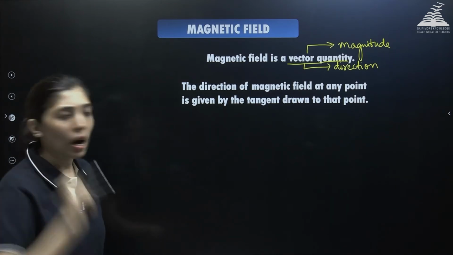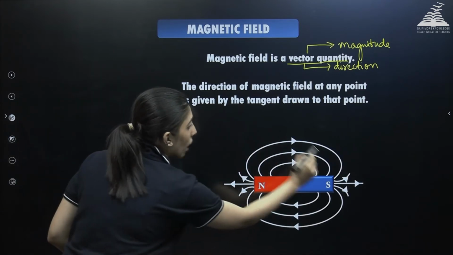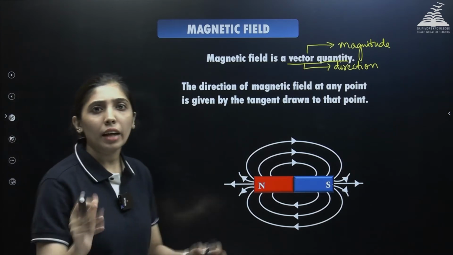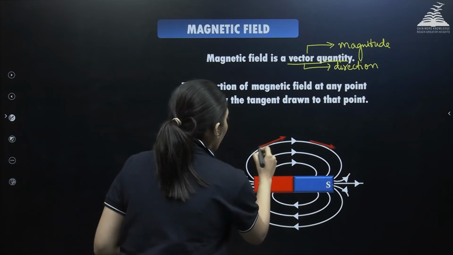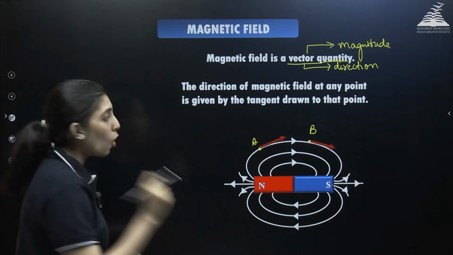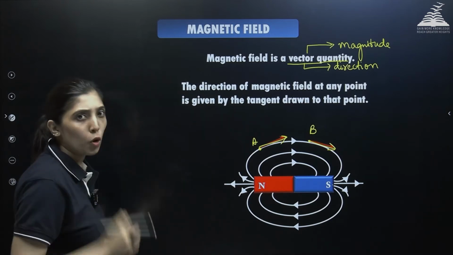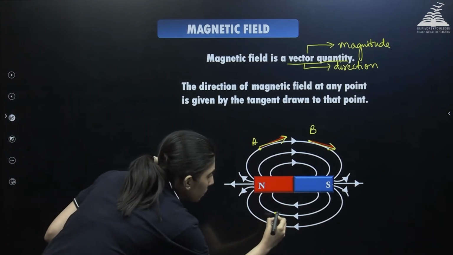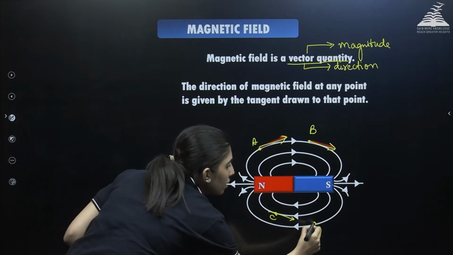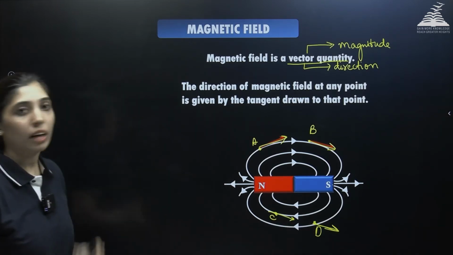Now let's consider a bar magnet and the field lines around it. We all know outside the magnet it starts from the north pole and ends at the south pole. So if I have to know the direction at any two given points, A, B, it is given by the tangent drawn to that point. And also let's consider two more points. The tangent drawn at this point will give you the direction of the magnetic field at that point.